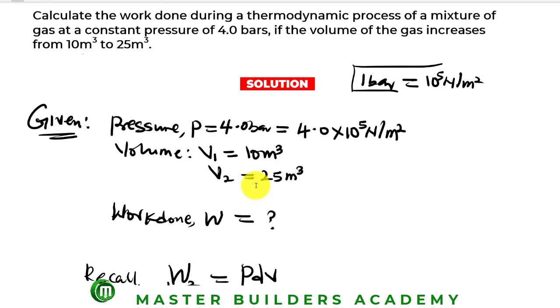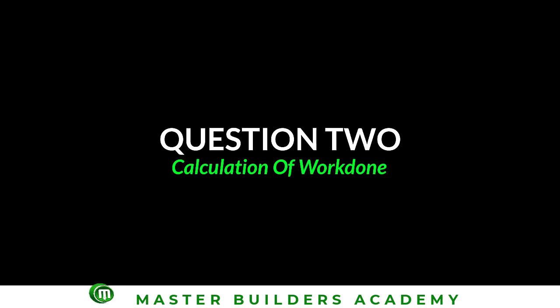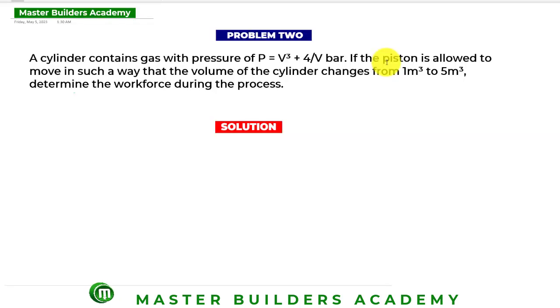Without further ado, let's dive into another question of the same nature but different question entirely. Okay guys, now we have question number two. Now this is the question. A cylinder contains gas with pressure P equal to (V cubed plus 4) over V. If the piston is allowed to move in such a way that the volume of the cylinder changes from 1 meter cubed to 5 meter cubed, determine the work done during this process.